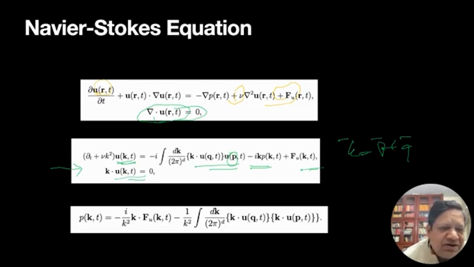Recall that pressure is computed by taking the dot product of the whole equation with k. That constraint gives us the pressure, which is essentially the divergence of the nonlinear term, that is, k dot the nonlinear term divided by k squared. So it's just straightforward. You take the dot product of the evolution equation with k, and we get p(k). So p is not an independent variable. p is computed by this condition.